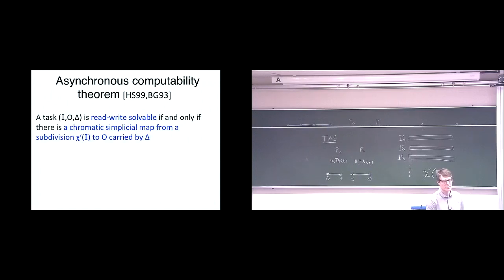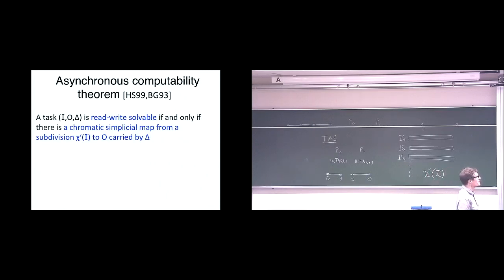So the input complex of the task is defined naturally from the set of inputs. So it's all compatible inputs. It's a chromatic simplicial complex, a set of simplices, colored. Each simplex corresponds to an input vector, and each vertex corresponds to an input, and of course, a given input can correspond to multiple different input vectors. So you have a complex. The output complex is defined exactly in the same way.